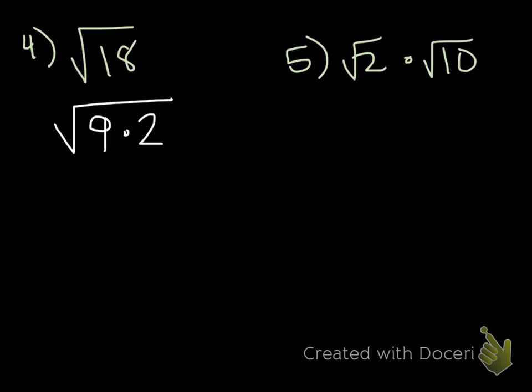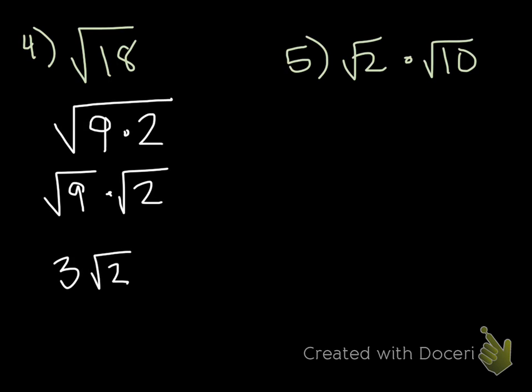Now that I changed it to be 9 times 2, I'm now going to give them each their own square root. So I pulled them apart, they each get their own square root. And now I simplify. So the square root of 9 becomes a regular old 3, and I can't take the square root of 2, so the 2 stays under.